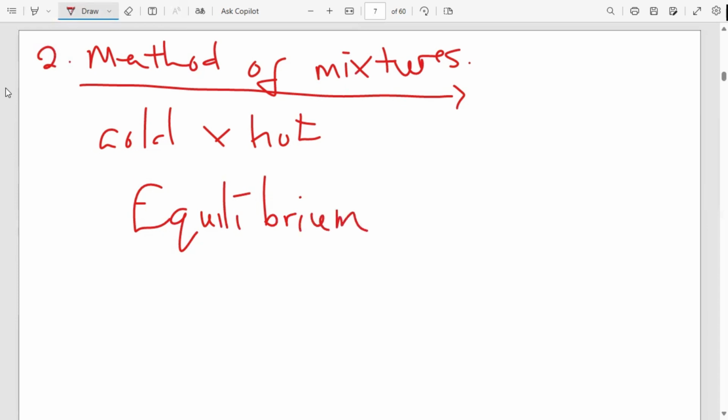Equilibrium temperature. Those who attended the last class, or if you didn't attend, I posted the video on my YouTube. I'm sure some of you managed to watch, and we already described what equilibrium temperature is. So there's simultaneous gaining and losing of heat energy by the cold body and the hot body until you reach equilibrium temperature. Having this principle, we are now going to apply the law of conservation of energy.